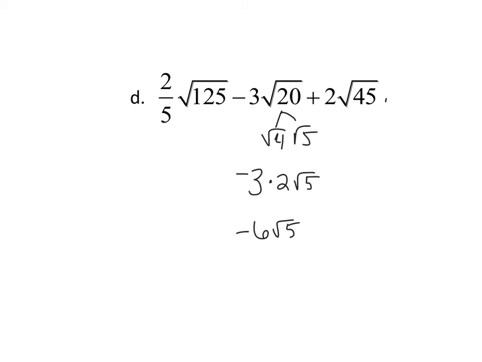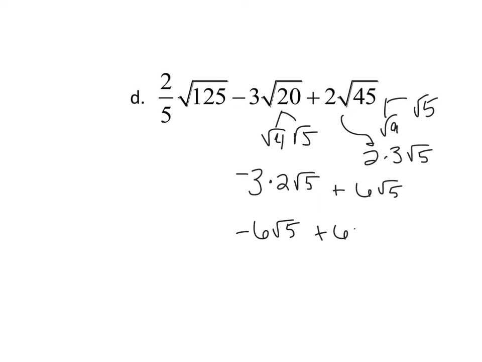That means most likely there's a 5 inside of here, and there is 9 and 5. So that'll come out as 3 square root of 5, and I'm not going to forget about the 2. So 2 times 3. This will give me 6 square root of 5, and I'm going to bring that down. And then I'll divide this by 5. 125 divided by 5 is 25.